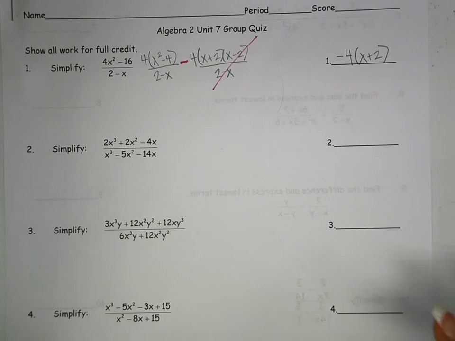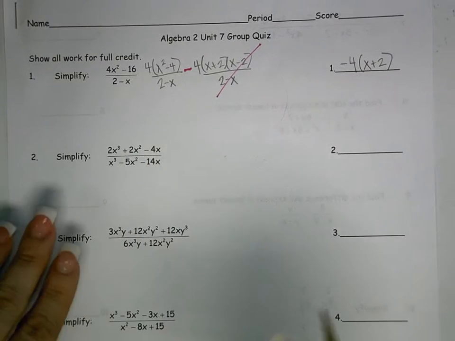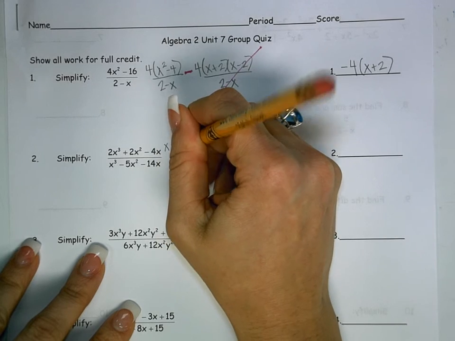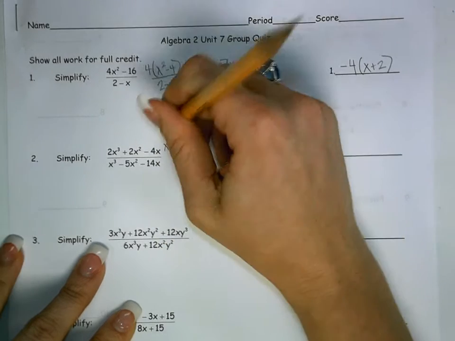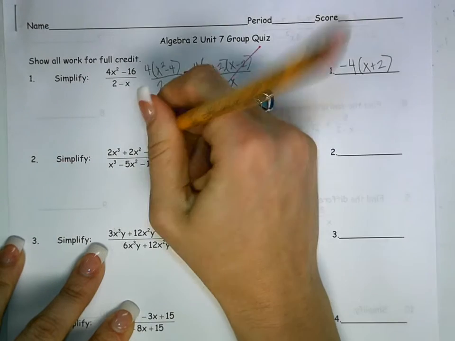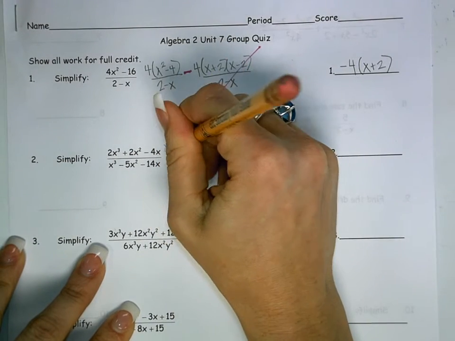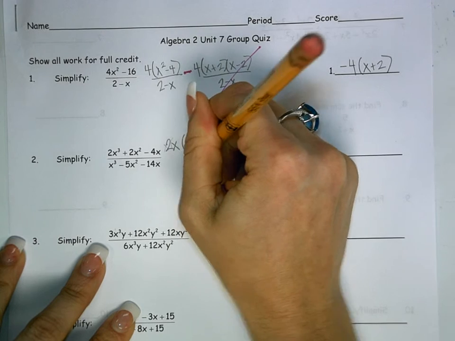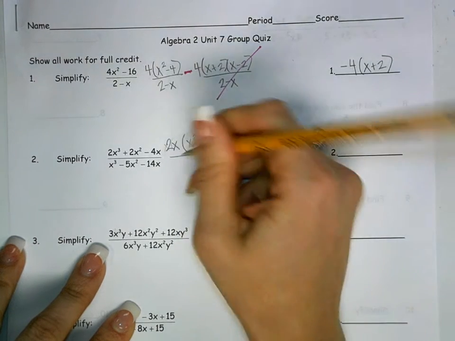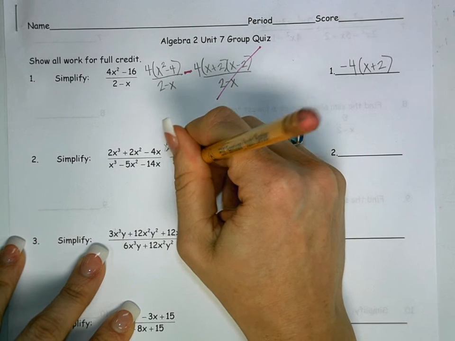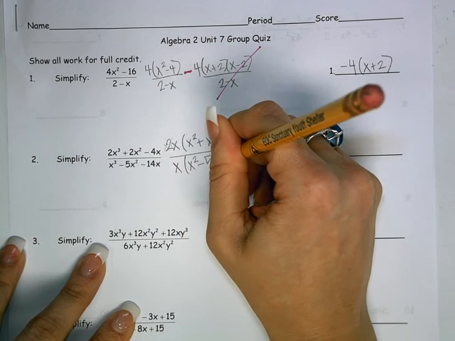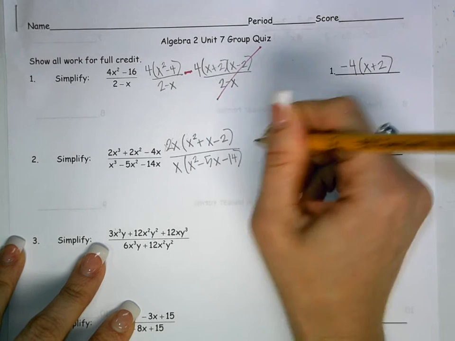For number 2, we have to factor the top and factor the bottom. So take out an x first. Left behind would be 2x squared. Oh, excuse me. Your GCF is a 2x. I'm sorry. So take out a 2x. Left behind would be x squared plus x minus 2, over, take out an x. Left behind is x squared minus 5x minus 14.